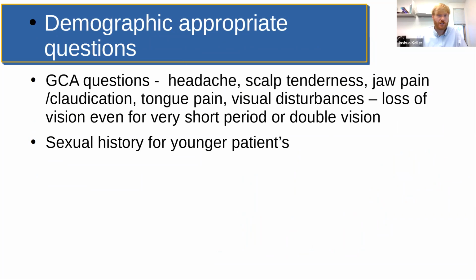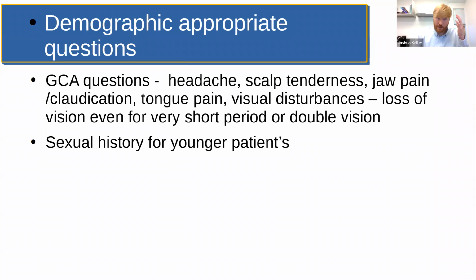Patients can have atypical presentations of certain diseases, and we don't want to miss something like giant cell arteritis. So if I have patients in their 80s, or definitely over 70, and depending on the presentation, over 50, I ask my GCA questions as well.